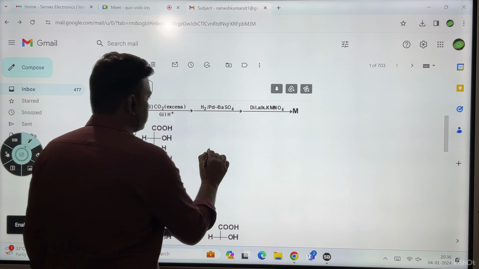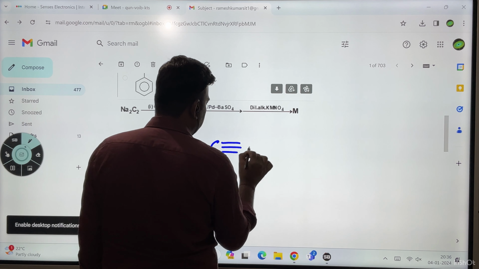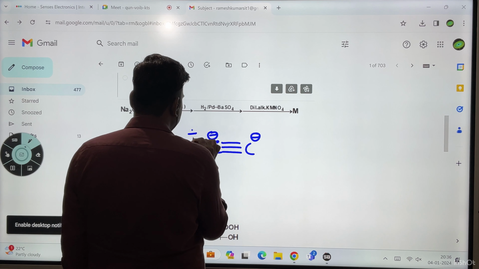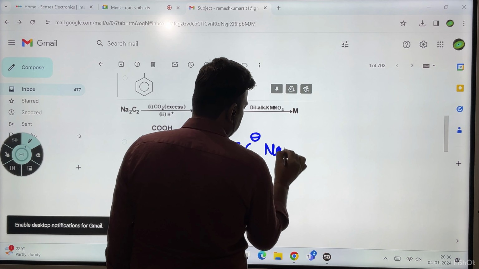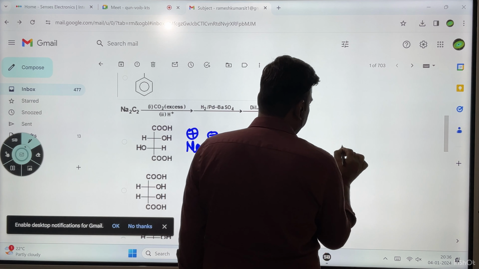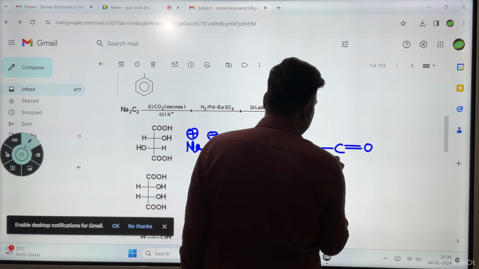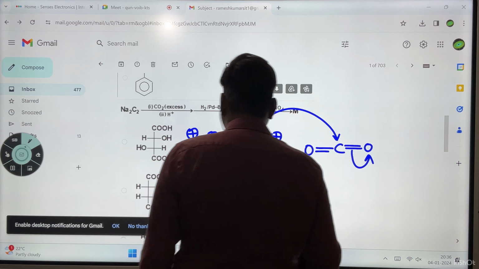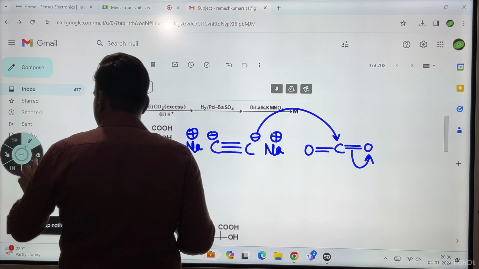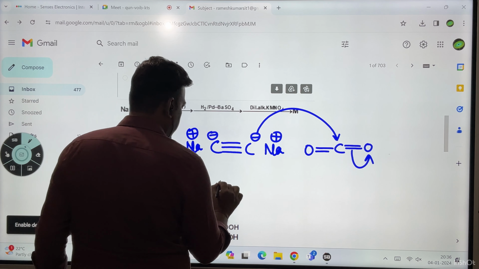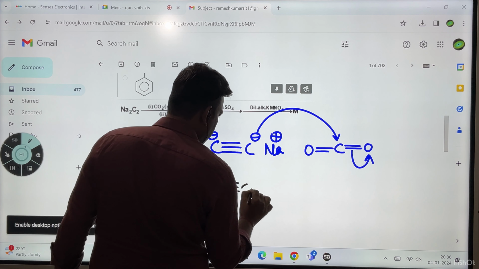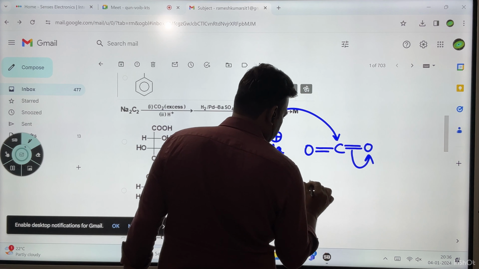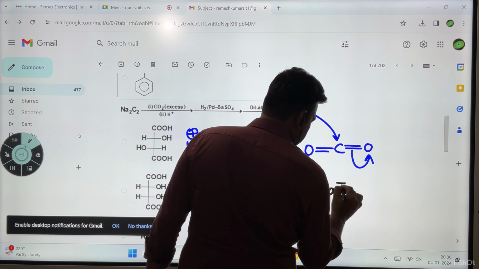So let's see. This is C triple bond C minus minus, Na plus and Na plus. This is a nucleophile. This CO2 is electrophile here, and C2 minus is attacking onto the carbon of CO2 as nucleophile, and CO2 is acting as electrophile here. So it is giving an addition reaction.